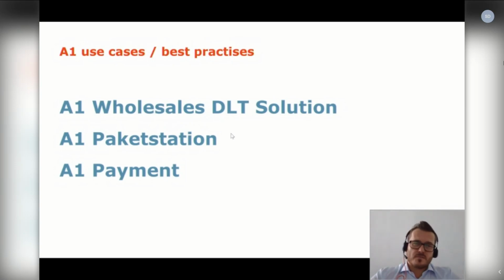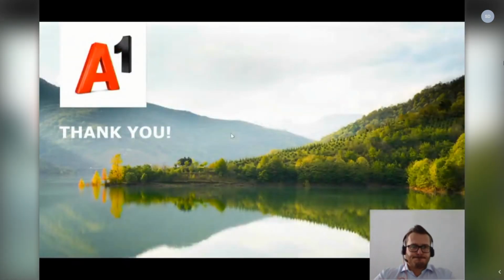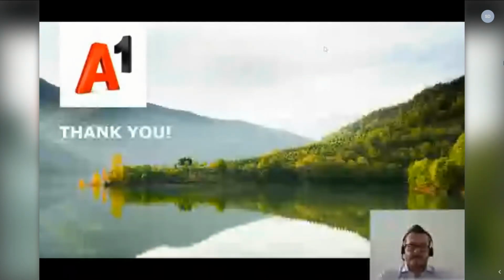There are two, three more topics in our pipeline that are not launched yet. We're just thinking about business wallets. We are thinking about other kinds of contracts that we could put on a blockchain platform. So that's it from my side. If there are any questions I could answer within the next four to five minutes, then please feel free.